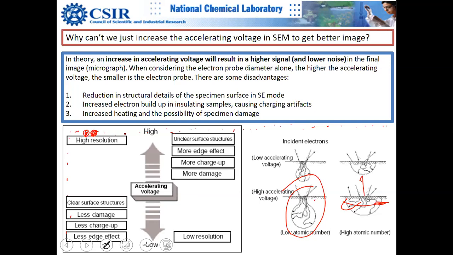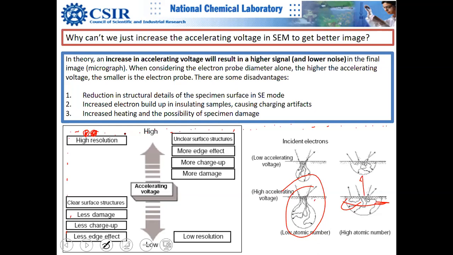Okay, about the polymer, your first question: why do you need lower operating voltage for polymer samples? You do not need it actually, because even with low accelerating voltage, you are penetrating much deeper into the polymer sample, because polymer samples usually have low Z number atoms, right?